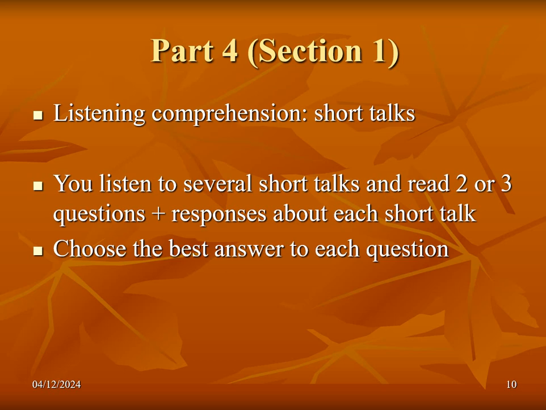Part 4, section 1 of the listening comprehension is the short talks. You listen to several short talks and read two or three questions plus responses about each short talk. Choose the best answer to each question.